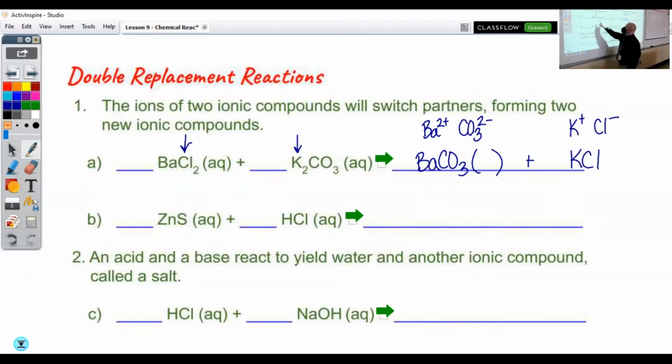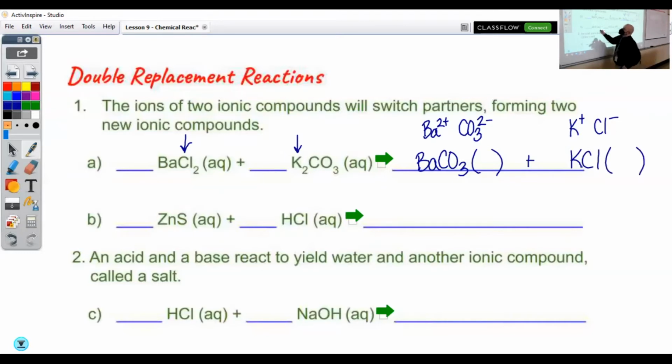Some of you are saying, what happened to the 2's here? How come we didn't write those 2's in? Remember that when we form new compounds, we don't care how many copies of them are on the left side. We determine the formula by looking at their charges. A +1 and a -1 form KCl, one of each. We will worry about balancing the equation after we write down our final products.